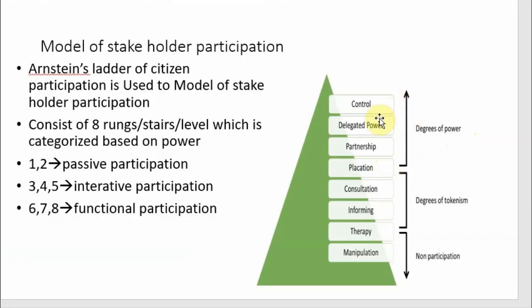Okay, so this is the end of our stakeholder participation. In the next class we will study disaster communication.